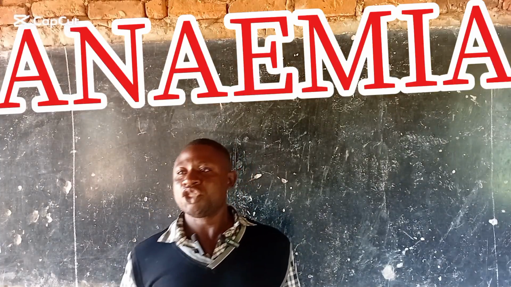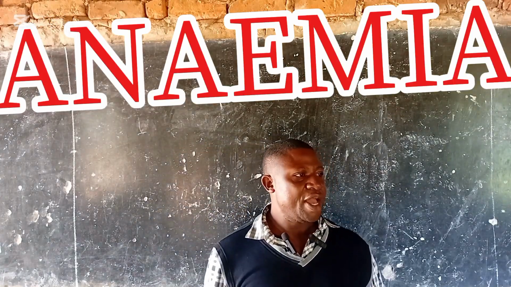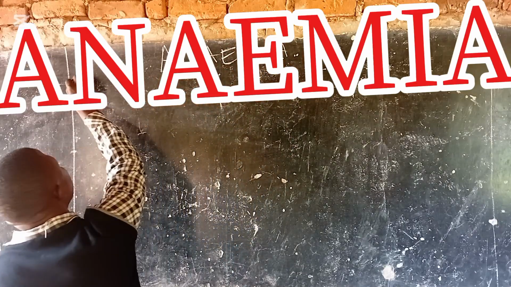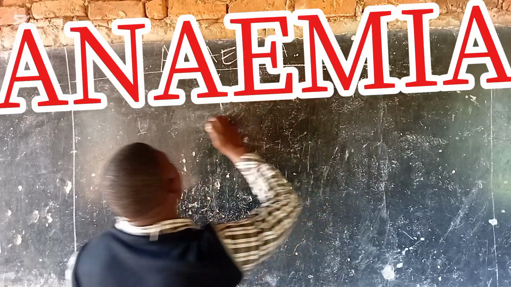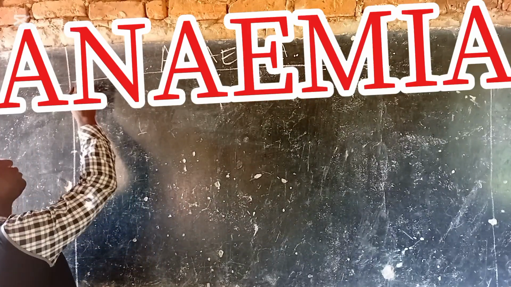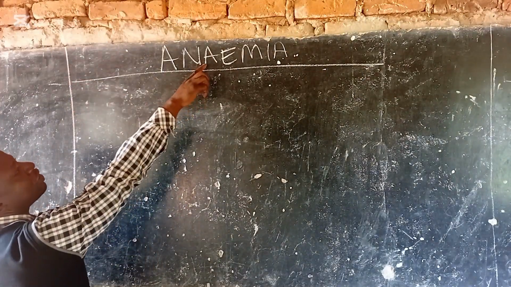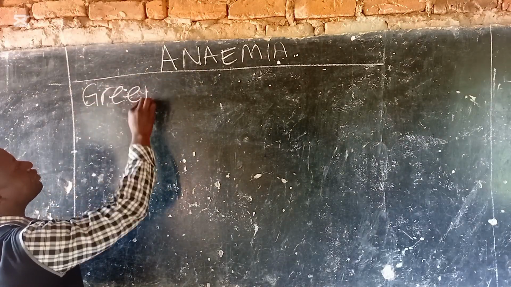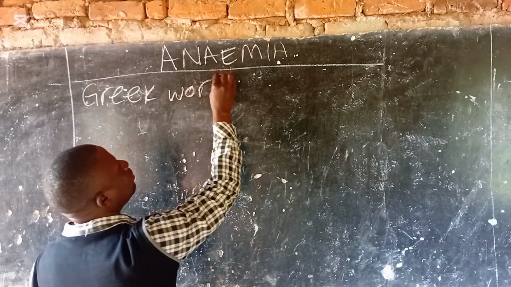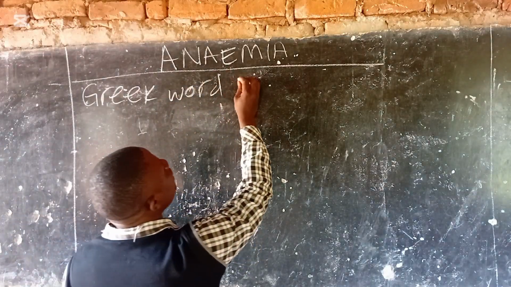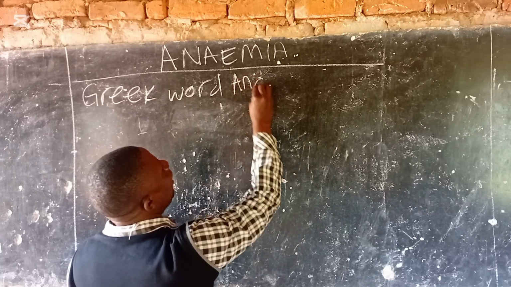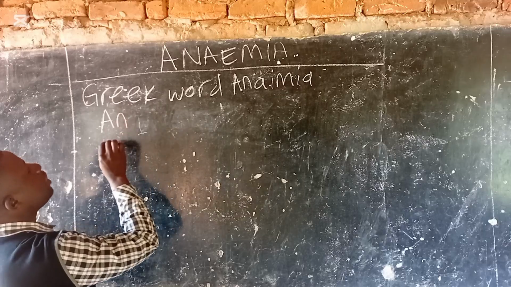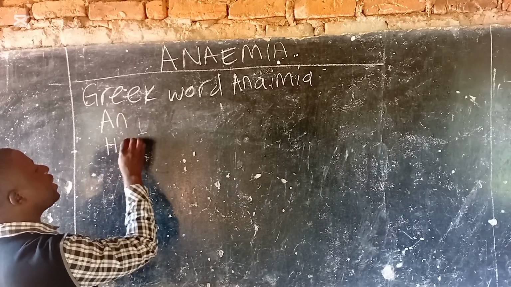Yeah, class, today we are going to talk about anemia. Anemia, this is a British word derived from a Greek word. The Greek word is anaemia. These Greek people, they joined the two words, ana and haemia.